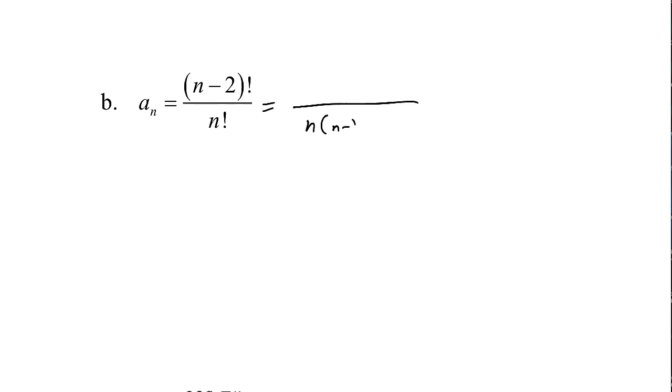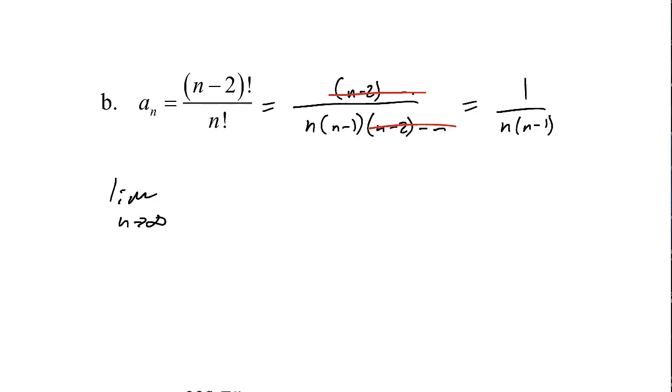So I have n minus 1, and then once I get to n minus 2, everything below that will be divided out. So n minus 2 and down will divide out. So this is the same thing as 1 over n times n minus 1. And the limit, as this sequence goes out forever, right, we're thinking about putting infinity in for my n's. That is 1 over infinity squared, which is just a very, very small number. So that one goes to 0.